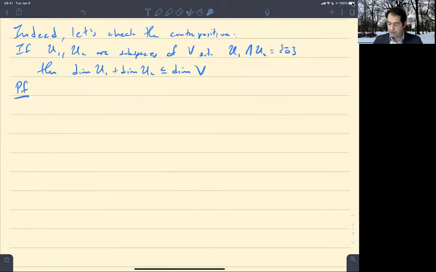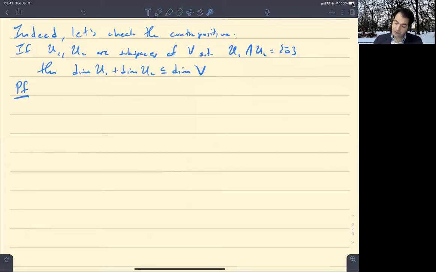Okay, so I want to prove an if-then. So I should focus on the then, right? So this is what I want to prove. So I need to figure out how to get this statement out of the hypotheses that were given. I want to prove something about these dimensions versus this dimension. And the dimension, by definition, is the size of a basis. So what I should do is take a basis of this guy, take a basis of this guy, and compare it with the basis of this guy.